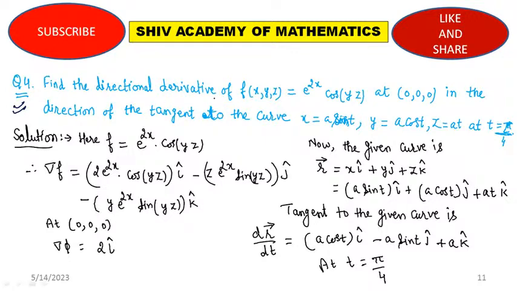Again we have to find the directional derivative of f(x, y, z) equal to e to the power 2x cos yz at 0, 0, 0 in the direction of the tangent to the curve. Again a different problem from the previous 3 problems, and the curve is given: x equal to a sin t, y equal to a cos t, z equal to a t, at t equal to pi by 4.